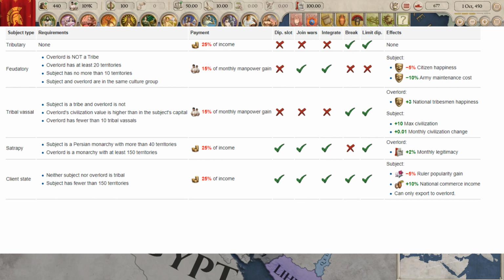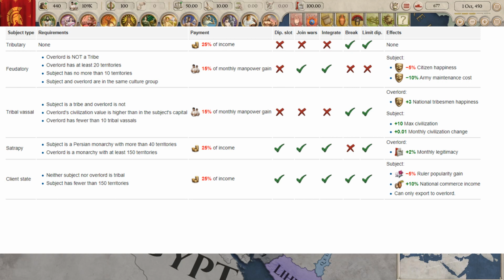Just remember, if too disloyal, they can break the tributary status of their own accord. It's important to remember that also you cannot integrate them into your realm, and they don't join your wars, so don't count on them being a solid ally in your military adventures.